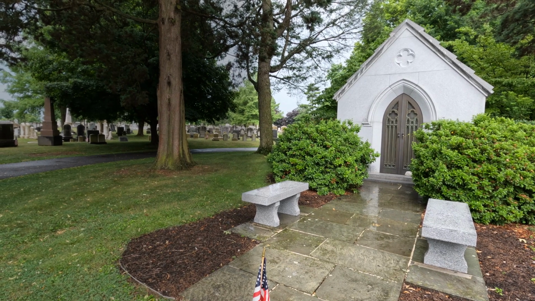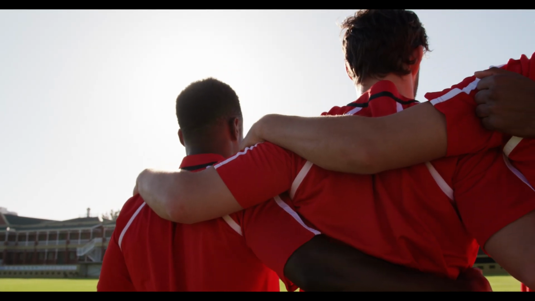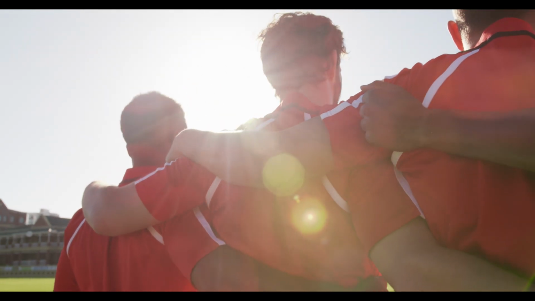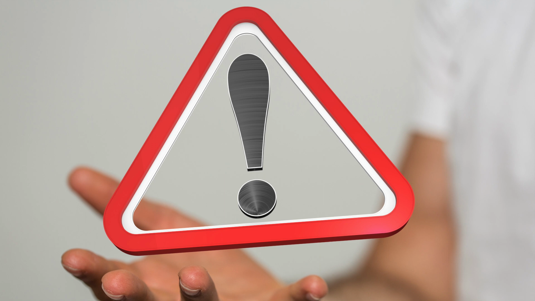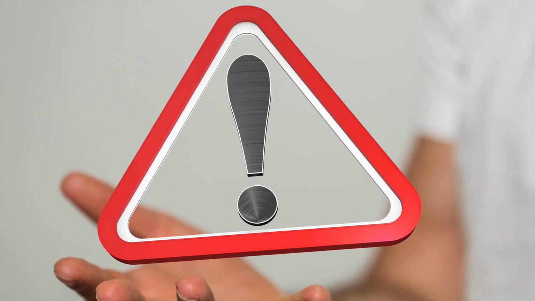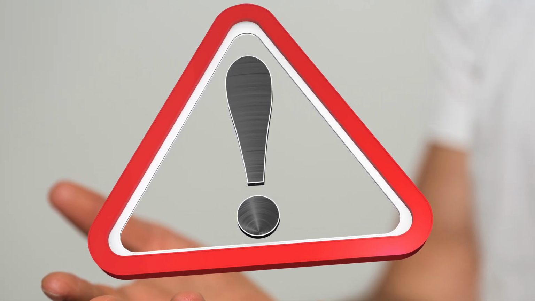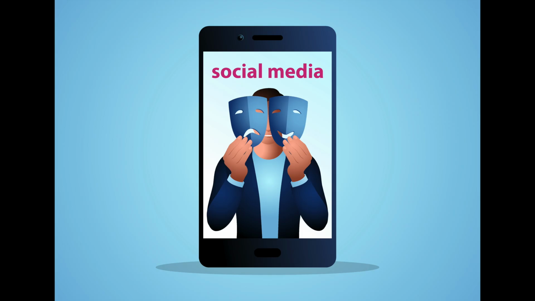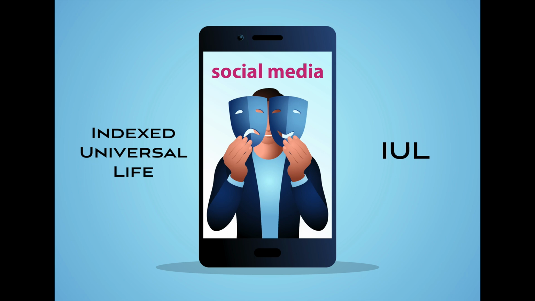But I also hesitate to fully join Team Term, as there are some rare cases for small business owners and others where whole life makes sense. But I really need you to pay attention to this next part. If you get nothing else out of this video, it should be this. Be very wary of social media influencers selling a bastardized version of life insurance called Indexed Universal Life, or IUL.